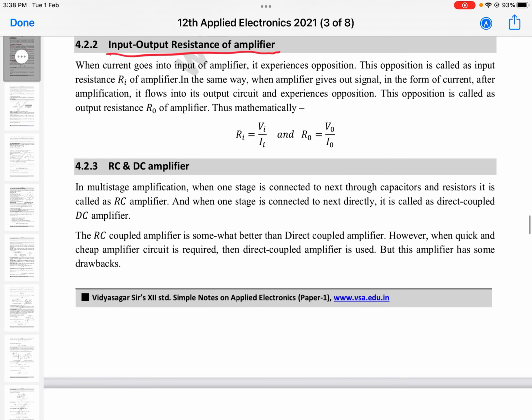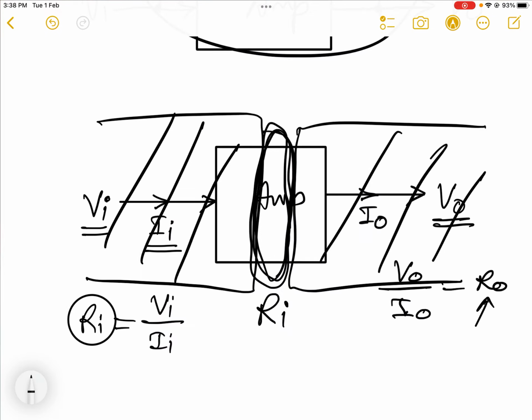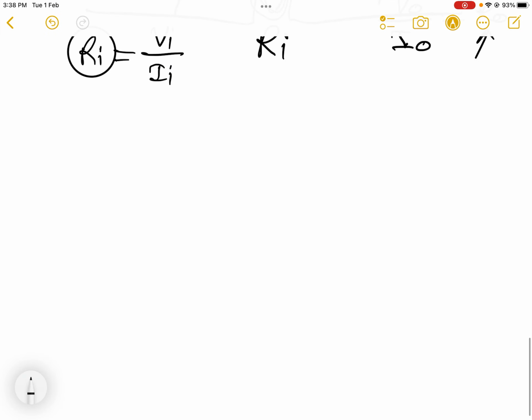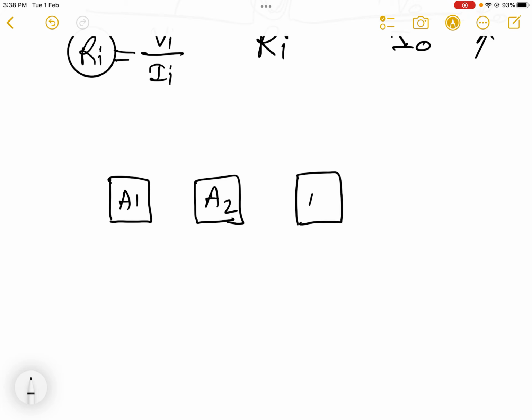Now RC and DC amplifiers. RC and DC type of amplifiers are actually different types of amplifiers. Let us see about it. RC and DC amplifier is actually a type of amplifier which uses multi-stage amplifier circuits. Means suppose I take one amplifier over here, amplifier number 1, say A1, then I connect another amplifier, say A2, then I connect another amplifier, say A3, and I connect them.